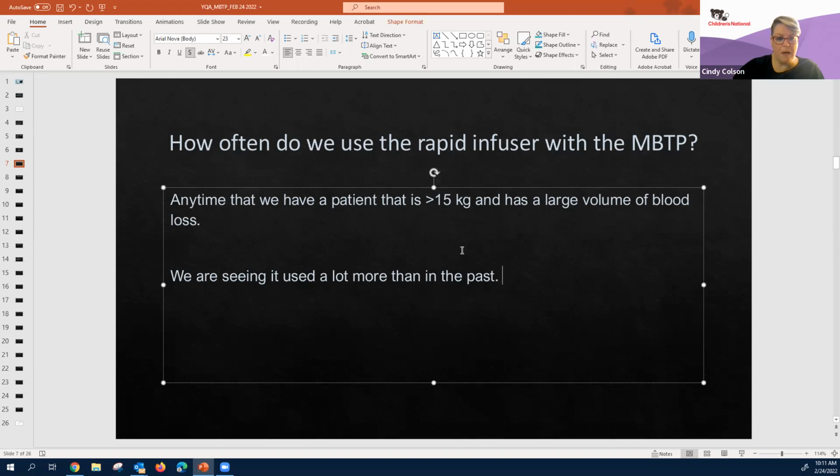Anything else that you want me to add to this? To go hand in hand with the rapid infuser, Cindy, I think we'd be remiss if we didn't talk a little bit about when to push-pull and the importance of heating fluid if you decide to do a push-pull or if your child's too small for the rapid infuser.